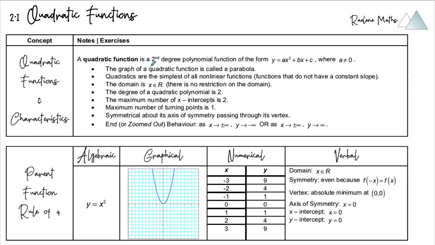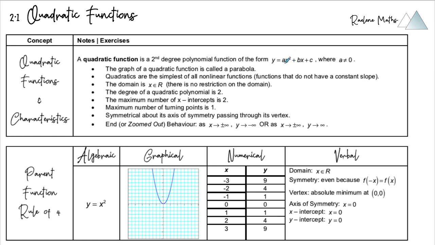A quadratic function is a second-degree polynomial, and it has the form in standard form of y equals ax squared plus bx plus c. Now the condition that a is not 0 is important because if a were 0, this equation would simplify to a linear equation, and we would end up having the graph of a line, where the slope would be b and the y-intercept would be c.